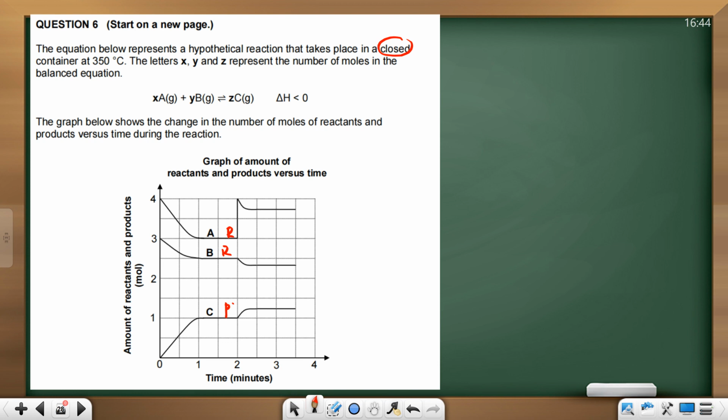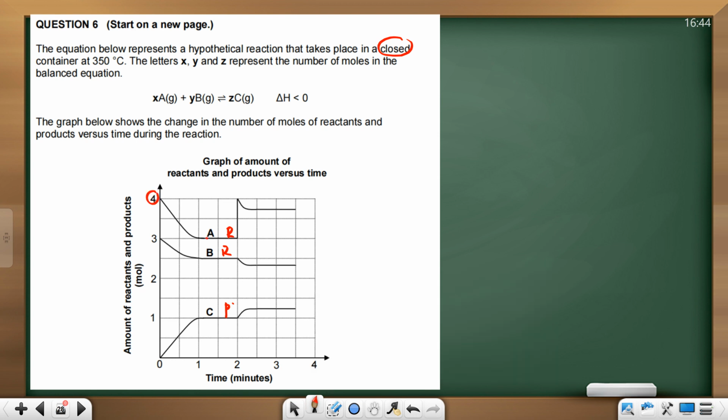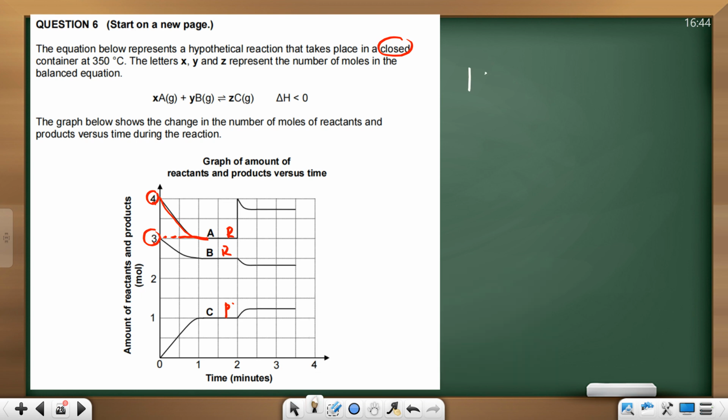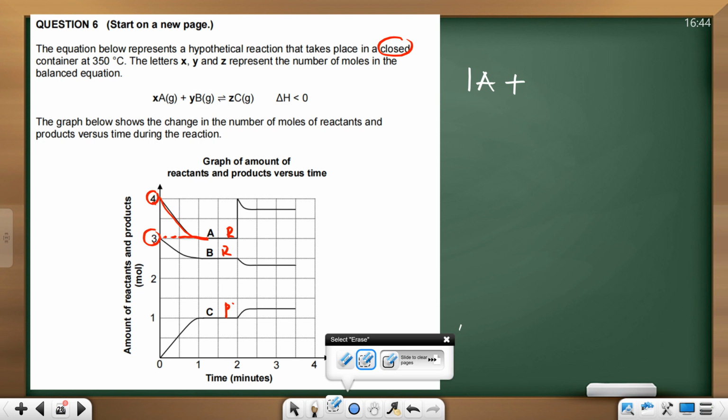Look, what I'm quickly going to tell you is this. Look at the dynamics here. Look at A. A starts from 4 and ends at 3. Initial was 4. Final is 3. Since it's a reactant, it means we have used 1 mole of A.